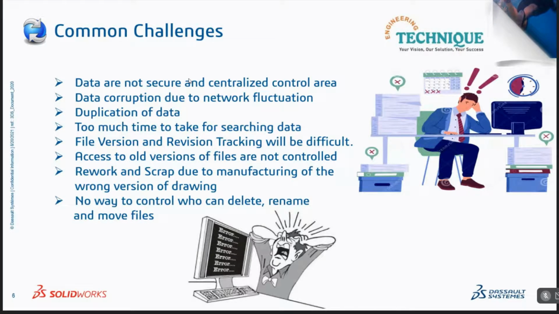Again, second, data corruption due to network fluctuation, right? Suppose you save your data on a shared network drive so that everyone can access the data. But sometimes an issue also happens, like data corruption due to network fluctuation, right? Third, multiple users working on the same file, so that duplication of data is created.